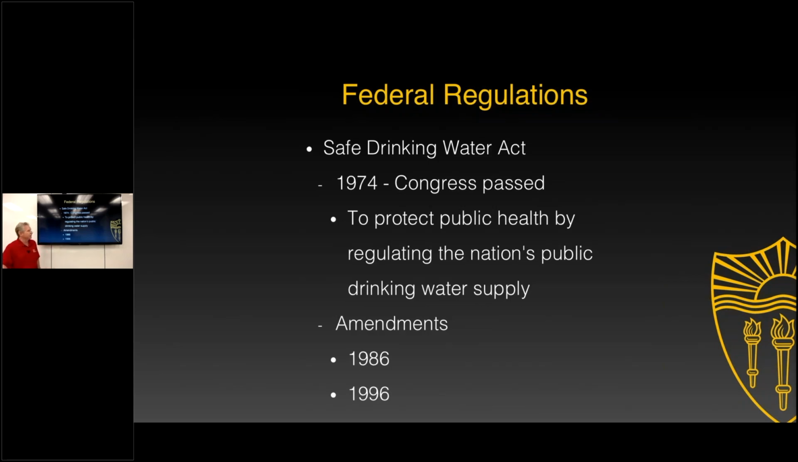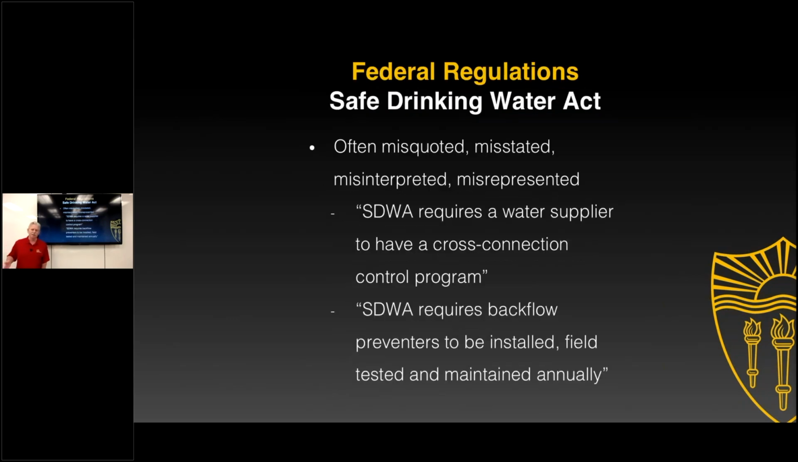One thing that you'll find is that the Safe Drinking Water Act is often misquoted, misstated, misinterpreted, misrepresented. You'll find people say the Safe Drinking Water Act requires a water supplier to have a cross-connection control program. It doesn't say that. The Safe Drinking Water Act requires backflow preventers to be installed, field tested, and maintained annually. It doesn't say that. I know some of you have information out there that says federal and state regulations require backflow preventers to be installed and tested annually. That's not true because the federal regulations don't cover cross-connection control directly. They do cover it, but it's not a direct saying you have to have a cross-connection control program.